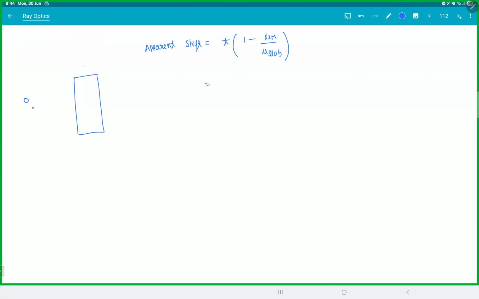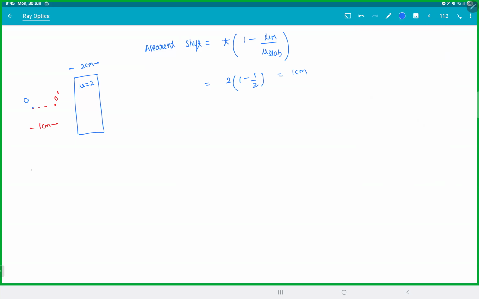So this is 2 centimeters. Mu is also 2. So this is 2 into 1 minus half, which is 1 centimeter. So every time you go through the slab, it will shift the image by 1 centimeter.